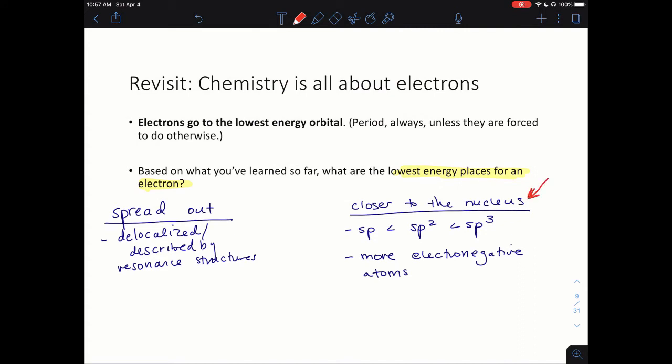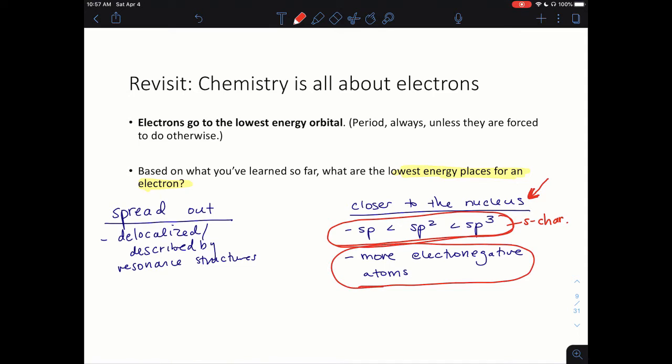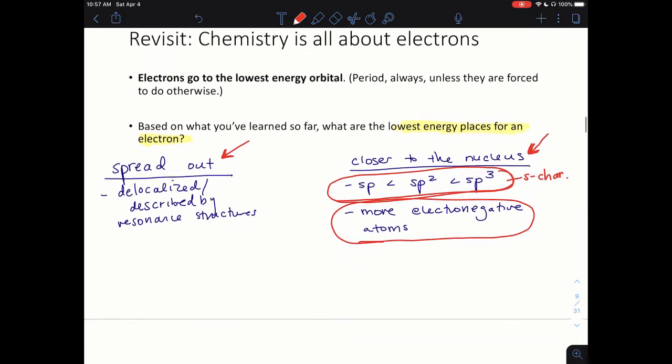Let's start over here. So we can think about hybridization. So sp is lower energy than sp2 is lower energy than sp3. We've thought about s character. The more s character, the higher probability of the electron being closer to the nucleus. And then more electronegative atoms have lower energy atomic orbitals. We'll also think about electrons being spread out. When they're spread out, they are typically lower energy. So spread out can mean delocalized or described by resonance structures. And we'll expand upon this idea as we continue through this video.